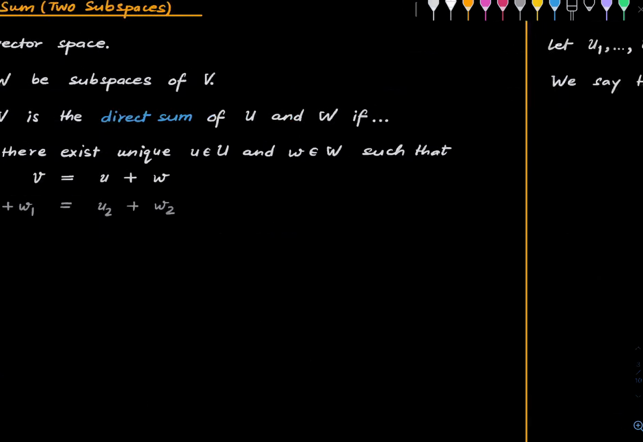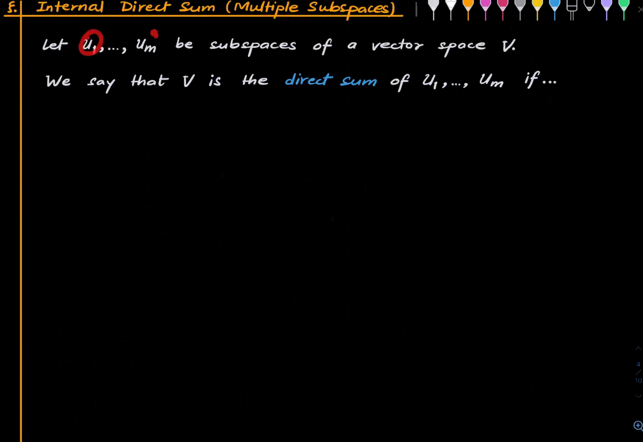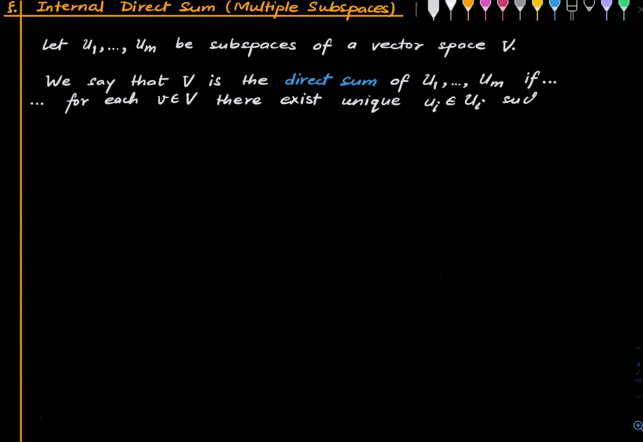So let's define the notion of internal direct sum for multiple subspaces. This time we have some finitely many subspaces of a vector space V. Again, we are assuming this is finite dimensional, although that's not very important for this definition. We say that V is the direct sum of the given subspaces if, one can guess, for each vector V in V there exist unique vectors in the subspaces U1 up to UM such that you can write V as the sum of U1 up to UM. So it is an immediate generalization of the previous definition.